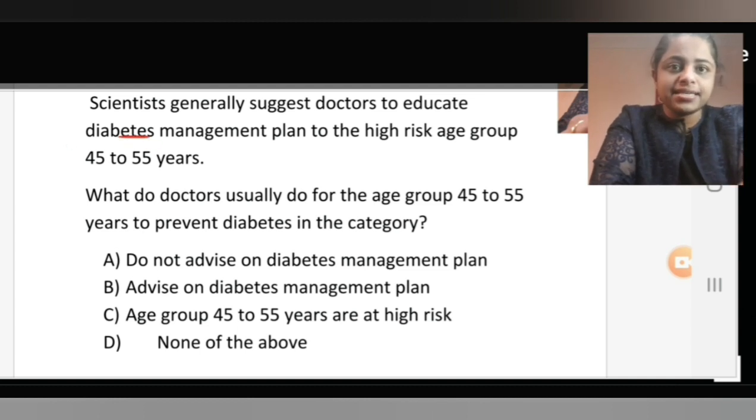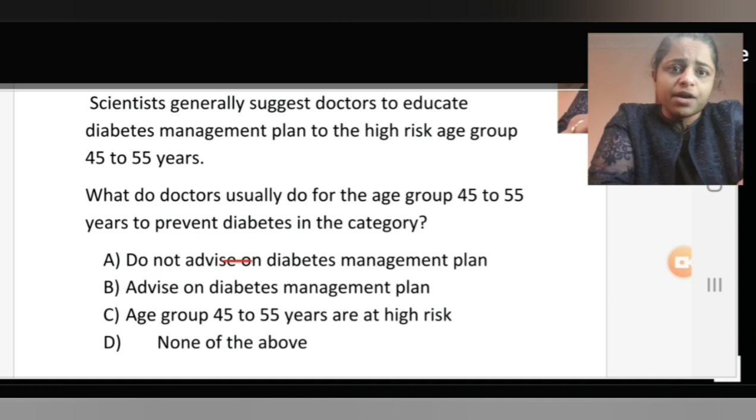It says, scientists generally suggest doctors educate on diabetes management plan to the high risk age group 45 to 55 years. That's a short text, and from this text you have to find the answer. The question says, what do doctors usually do for the age group 45 to 55 years to prevent diabetes in this category? And you have four options.